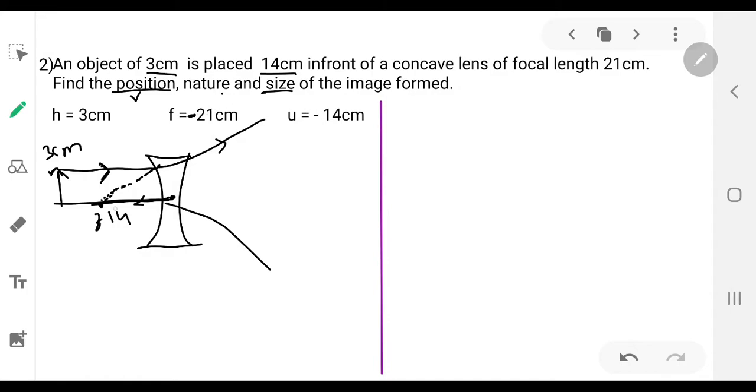Now the object, again you are measuring, here is the object. Object distance is 14 centimeter. How to measure: from the optic center to the object. Again it is opposite to the direction of the incident ray. So U is also negative.